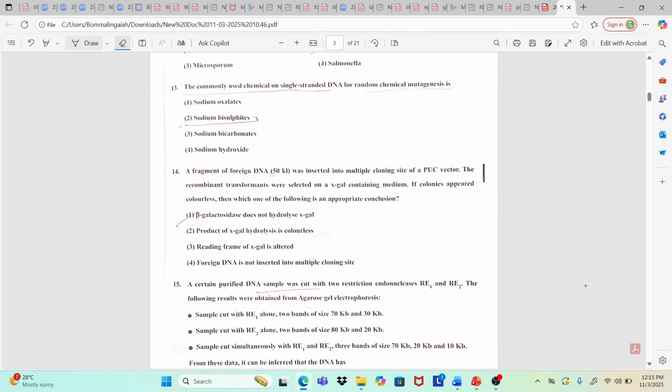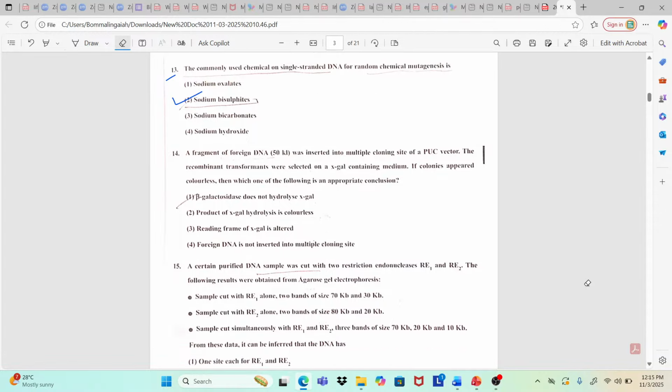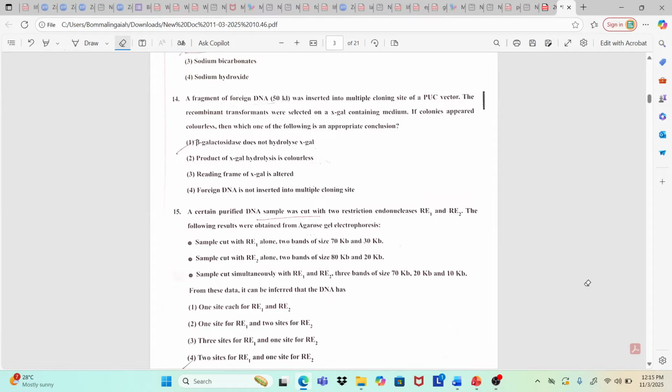Question number 13. The commonly used chemical on single stranded DNA for random chemical mutagenesis is sodium bisulfite, which is the correct answer. Option number 2 is the correct answer. Next, question number 14. The correct answer for this question is option number 1. Next, question number 15. The correct answer is option number 4.